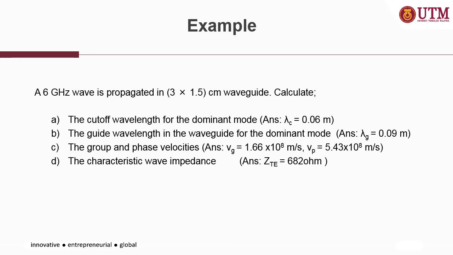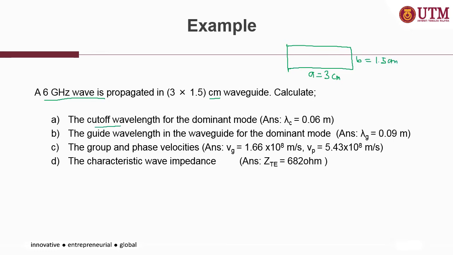Okay, let's look at the second example. A 6 gigahertz wave is propagated in a 3 times 1.5 cm waveguide. Right, so calculate the followings. So again, you have a rectangular waveguide with a dimension of A equal to 3 cm, and B equal to 1.5 cm as well.